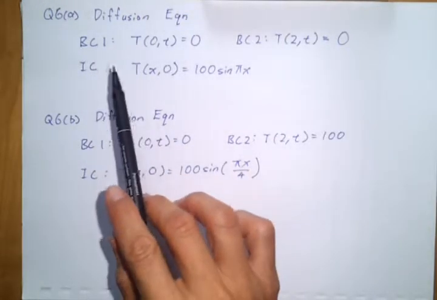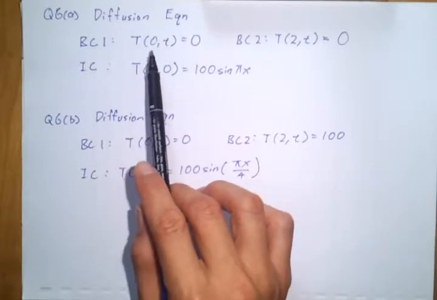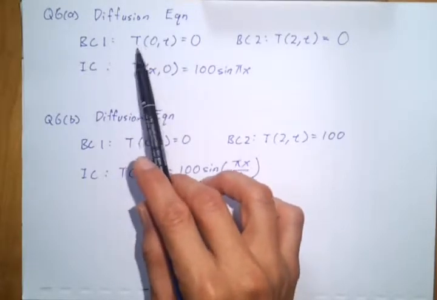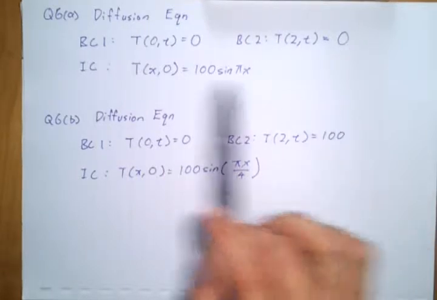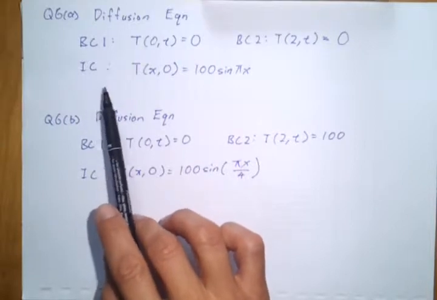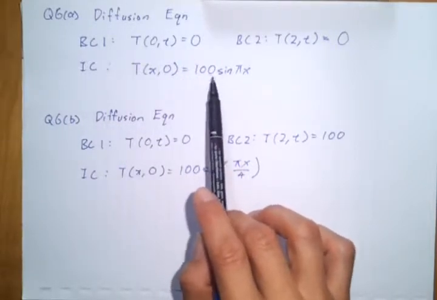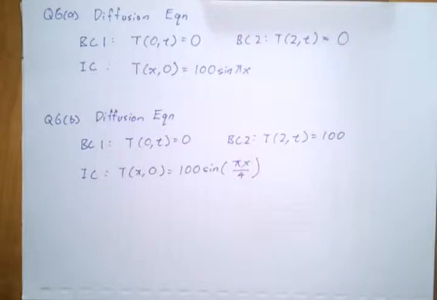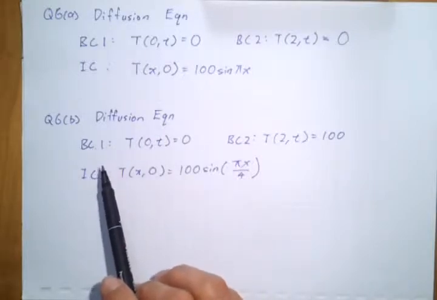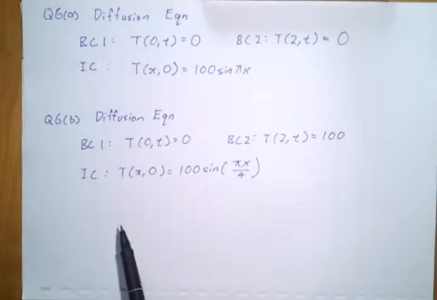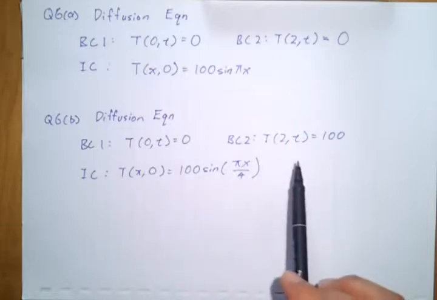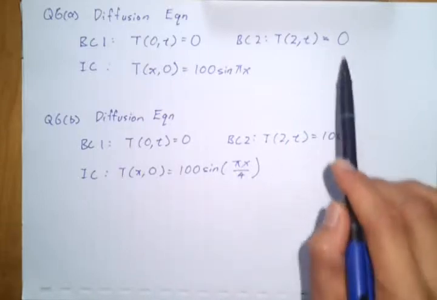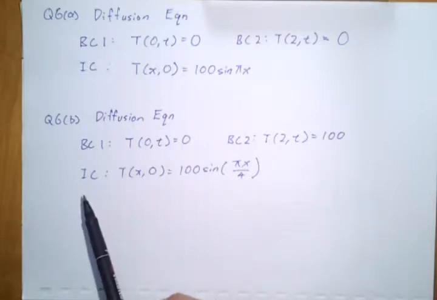For 6a, your boundary conditions are such that at x equals 0, big T is 0, and at x equals 2, big T is also 0 at all times. For part A, the initial condition is given as 100 sine pi x. Now part B is the same diffusion equation except that the boundary conditions are slightly different. The first boundary condition is the same. The second boundary condition, instead of being 0, is now 100, and you also have a slightly different initial condition.